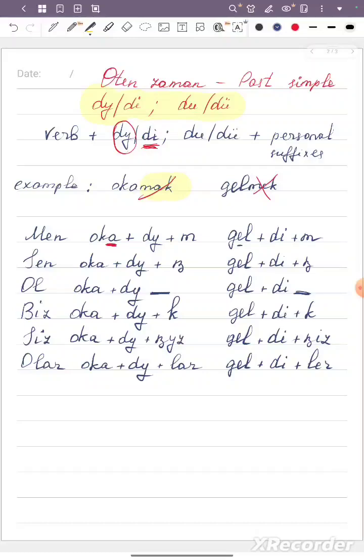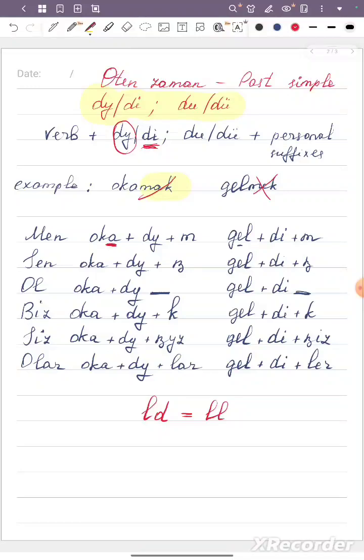If you notice, I do not read it as geldim, geldin, geldi, or geldik. I read it as gellim, gellin. This is a simple grammar point about phonetics, a phonetic rule. Let me write here: if we have l and d together in the word, we read it as a double l. So that's why I do not say geldim, I say gellim. Gellin, gelli, gellik, gelliniz, gelliler. That's all about the di.